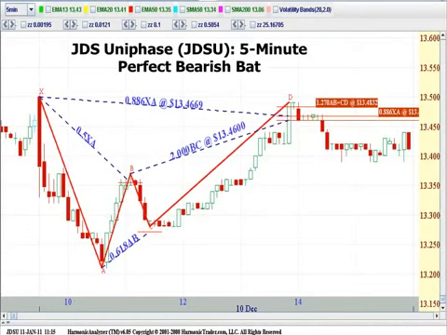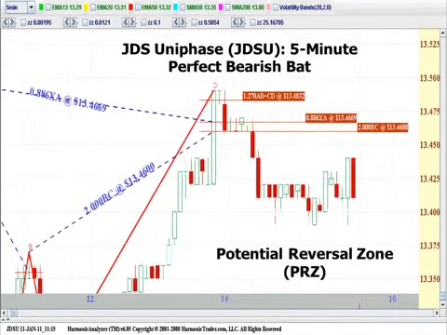On this 5-minute chart of JDS Uniphase, we see a really nice distinct W pattern that turned out to possess the correct ratio alignment to define the perfect bat pattern. Now, with this, at the B point, it set up the structure with a 2.0 BC extension, a 1.27 AB equals CD component with the .886 XA leg. These numbers converge just under the 13.50 level to define harmonic resistance.